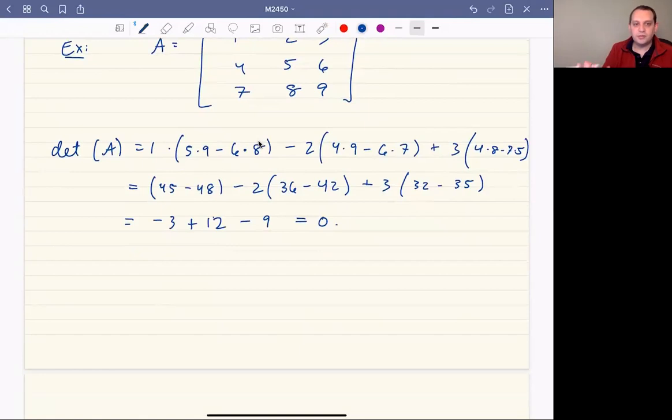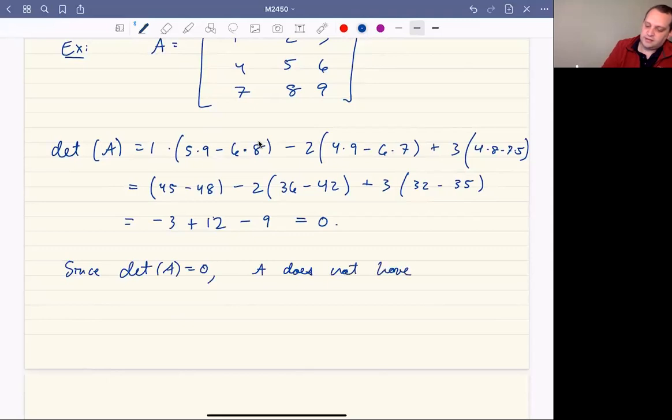What's true about determinants is that actually it's not just 2 by 2 matrices, but since the determinant of A was 0, it turns out that A does not have an inverse. And we'll talk about that in a second. Does not have an inverse. Okay, so since the determinant was 0, A does not have an inverse.